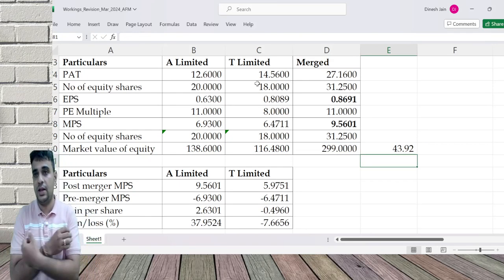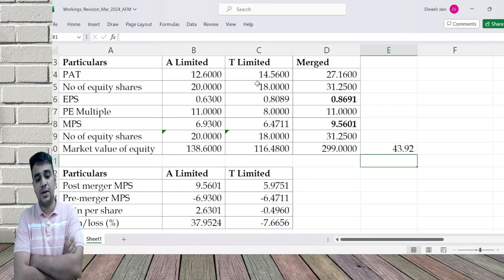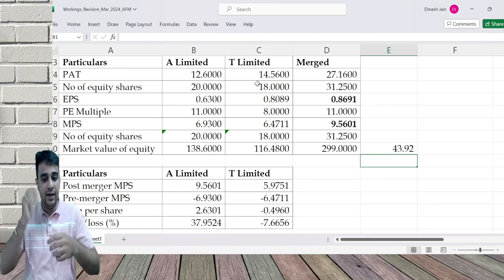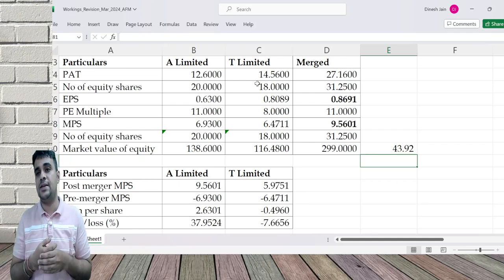Now in this question, the merger has a gain of this minus the individual values, 33.92 crores. That is the merger gain. Why did this merger gain happen? Because of the PE multiple. 11 and 8, the average we have taken as 11.